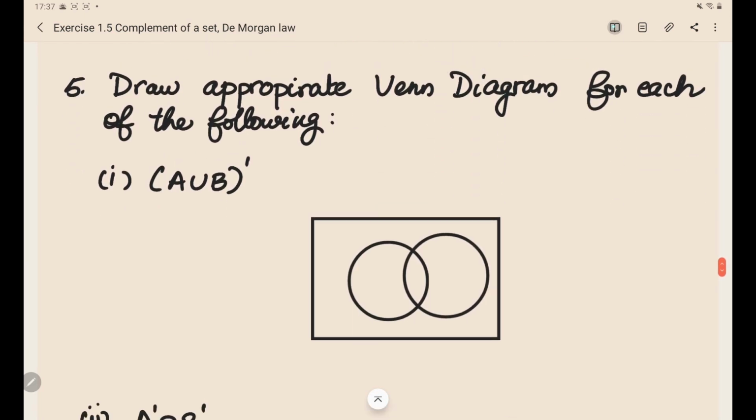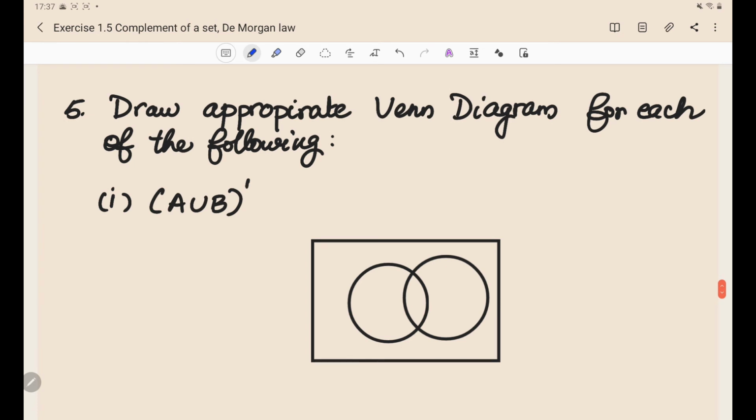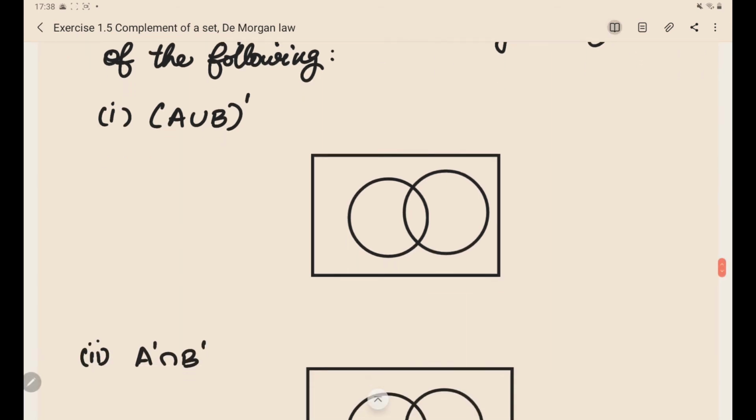Now let's discuss the fifth problem in this question section. Draw appropriate Venn diagrams for each of the following. So wow, this is a very interesting question. Now you can draw something, and it's also best for your thinking. You will get a better understanding of this section.